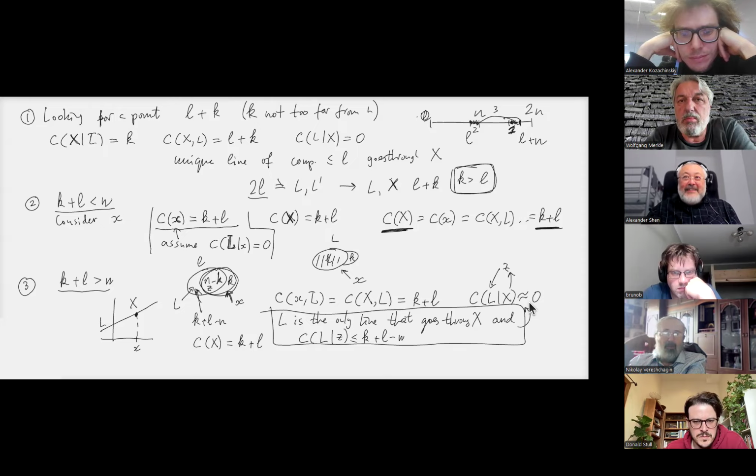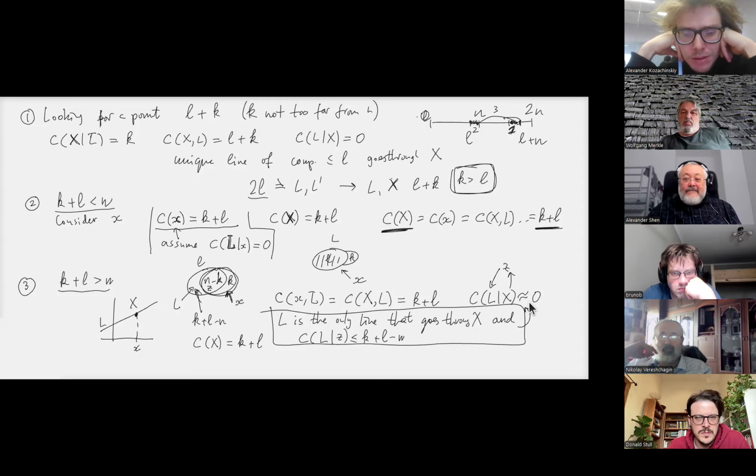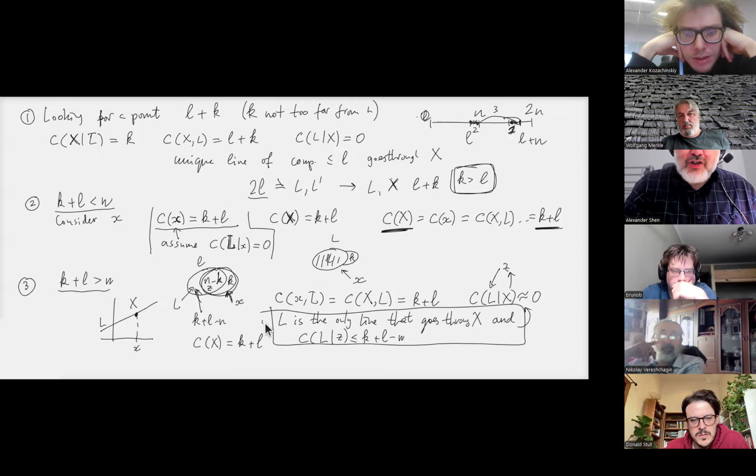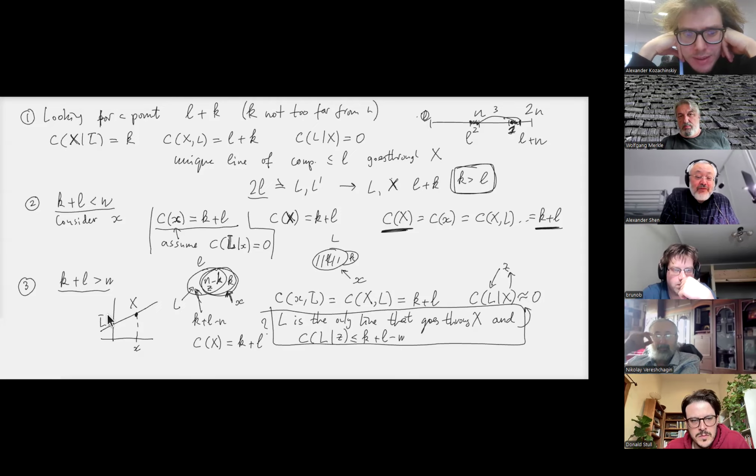I agree that it looks strange. You think about how to prove this, so why is it true? Okay, imagine we have some other line, L prime, which has these properties, and L prime goes through x.